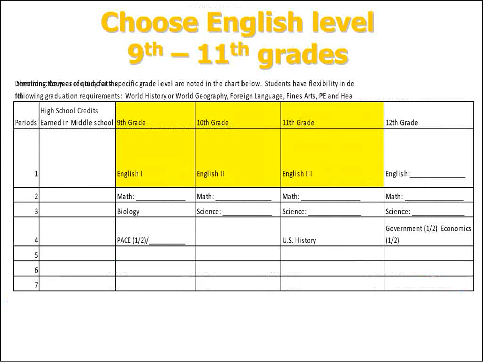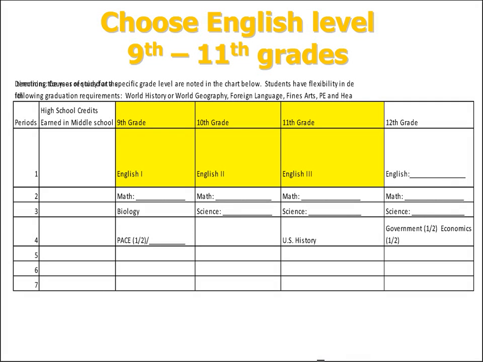So let's talk about English. As a high school student, you are required to have 4 credits of English. English 1, 2, and 3 are required courses for you to take. That's why they are already included in the plan.